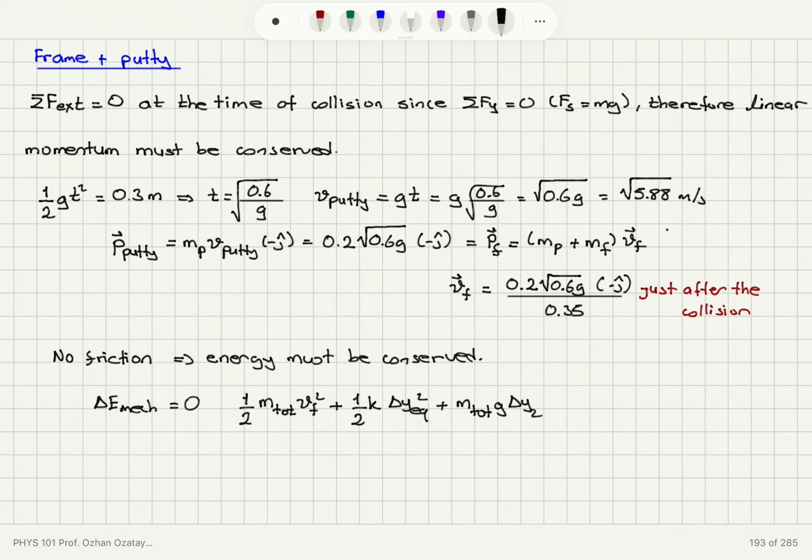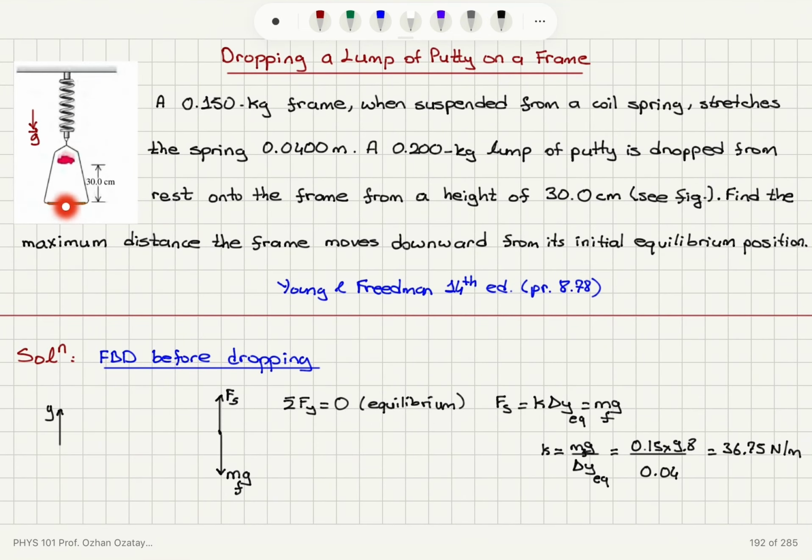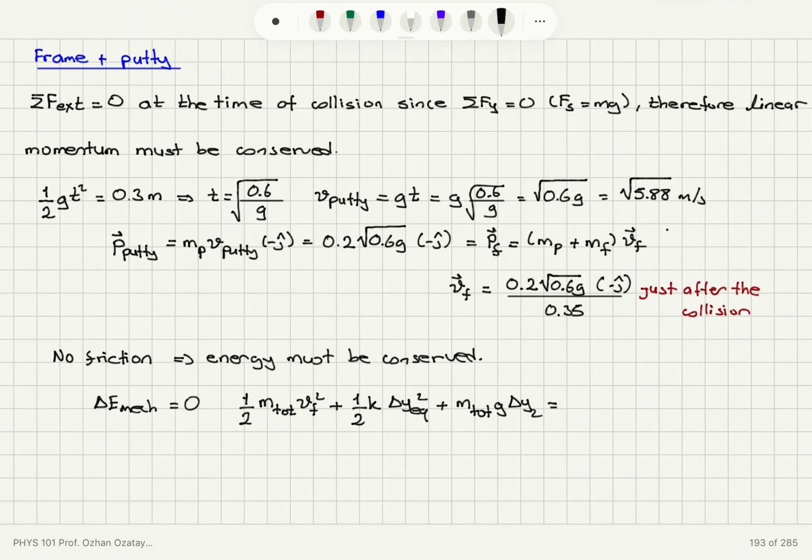This gives us a potential energy contribution. And finally, if it is the maximum distance we are after, maximum distance delta y2 the system will travel, that means the final kinetic energy will be 0. Therefore, we will have just the potential energy stored in the spring, which is 1 over 2 k (delta y equilibrium plus delta y2) squared.